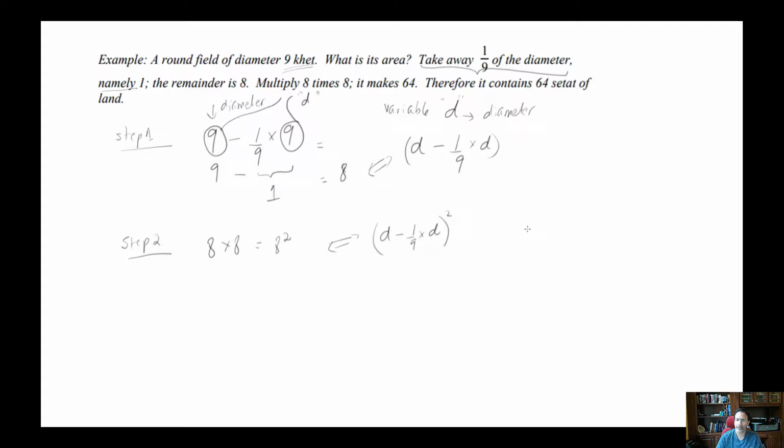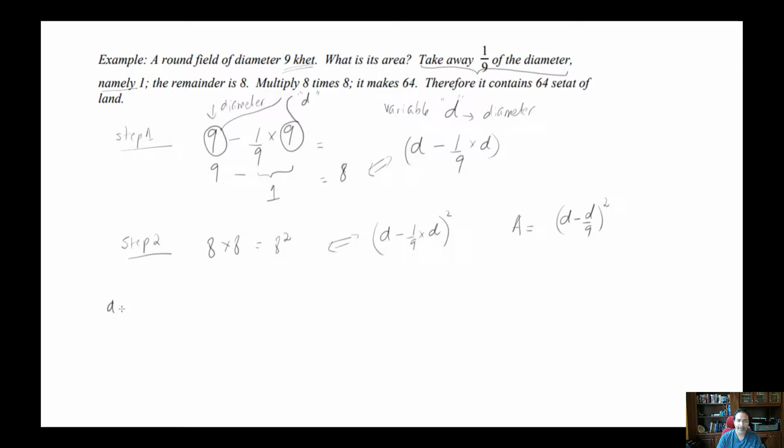The other part that comes to mind is, fine, so this is what the area the Egyptians came up with. So let's just rewrite this. We say that the area according to the Egyptians is equal to (d minus d over 9) squared. Now we can actually simplify this. So how do we simplify d minus d over 9?